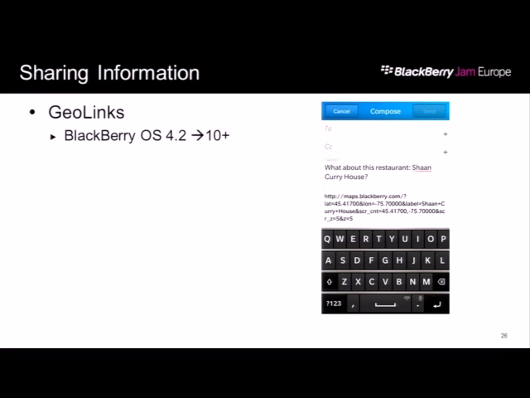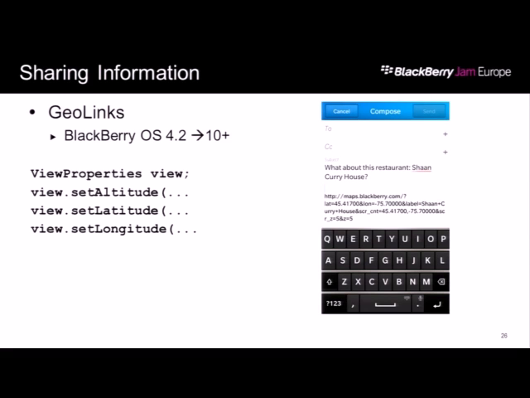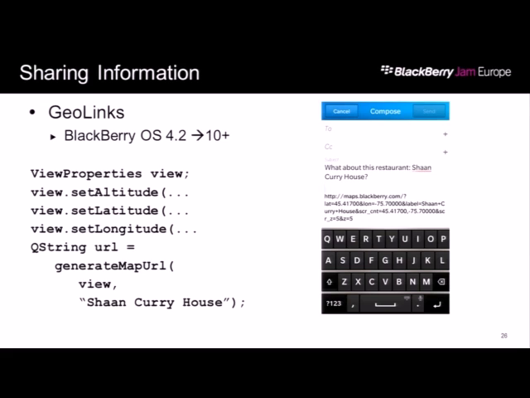Instead of telling you what the format is for this particular URL, we've got a convenience class to do that for you. So if you wish to send an email or a BBM or an SMS or something to a friend who's got a BlackBerry, we don't want you to have to write the URL. Just the way to do it is create a view properties with the appropriate information, and then there's a function within the mapping module, generate map URL, off you go.